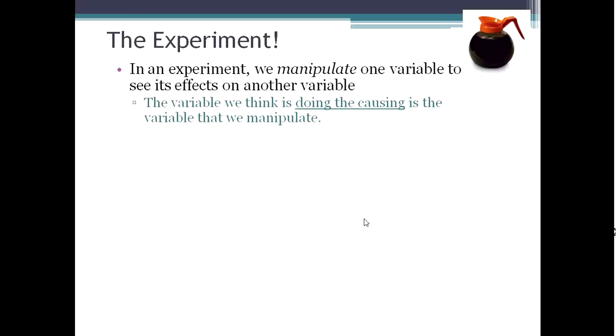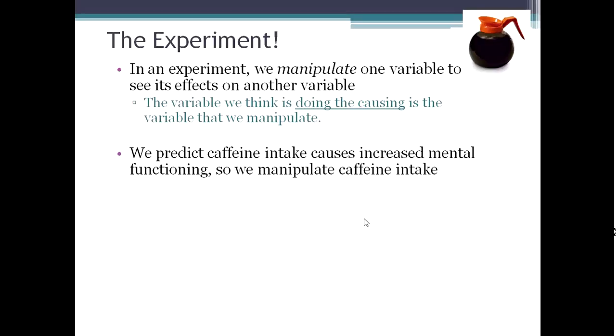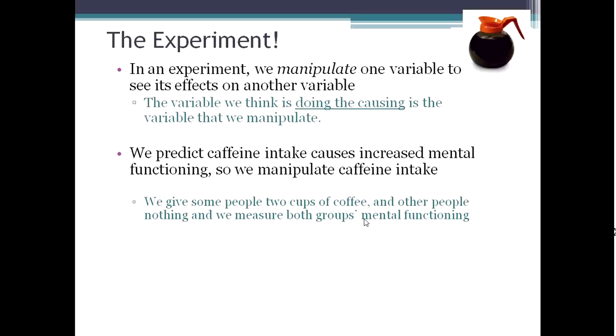And when we do an experiment, what we do is we manipulate one variable and observe its effects on the other variable. Typically, the variable that we think is doing the causing, the one that is causing some outcome, is the variable that we manipulate. In this example, we're predicting that caffeine intake increases mental functioning, so we're going to manipulate caffeine consumption. We're going to bring in people to our lab, to our research scenario, and some of these people are going to drink 2 cups of coffee, and other people are going to drink nothing. And then we're going to measure their mental functioning for both groups.